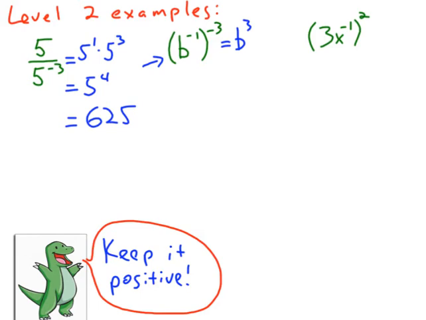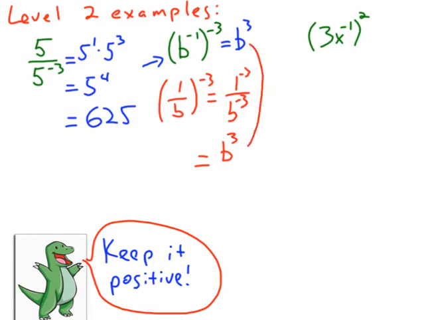You could have recognized that b to the negative first is the same as 1 over b, right? And that's all to the negative third. And then if you distribute the negative third, we would have 1 to the negative third over b to the negative third, and then we'd have to keep things positive, so we would flip it around. 1 to the negative third is just 1, and b to the negative third, we would move it up to make it positive, and we would have b to the third. So 2 ways to go about doing that one. I think the top way, what we did first, is the easiest.